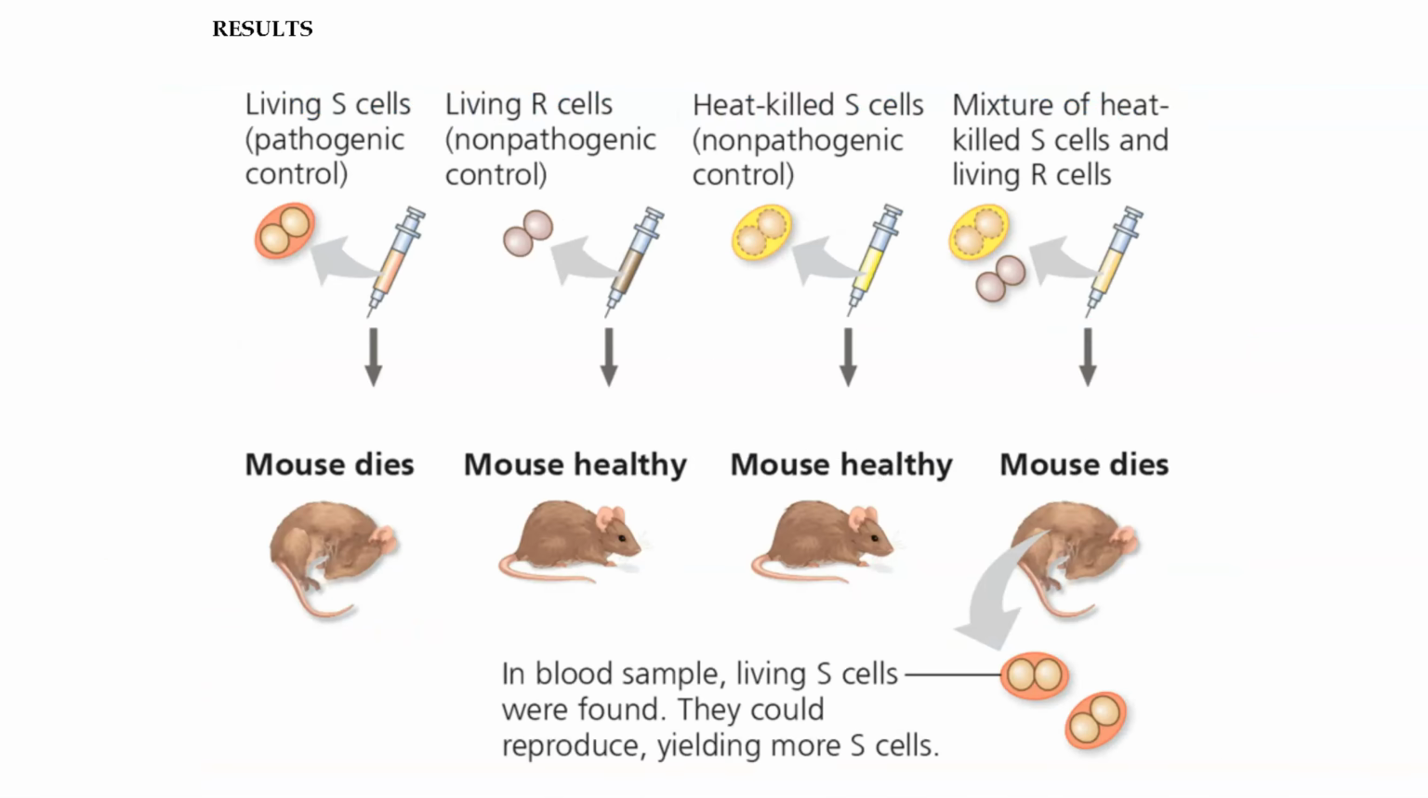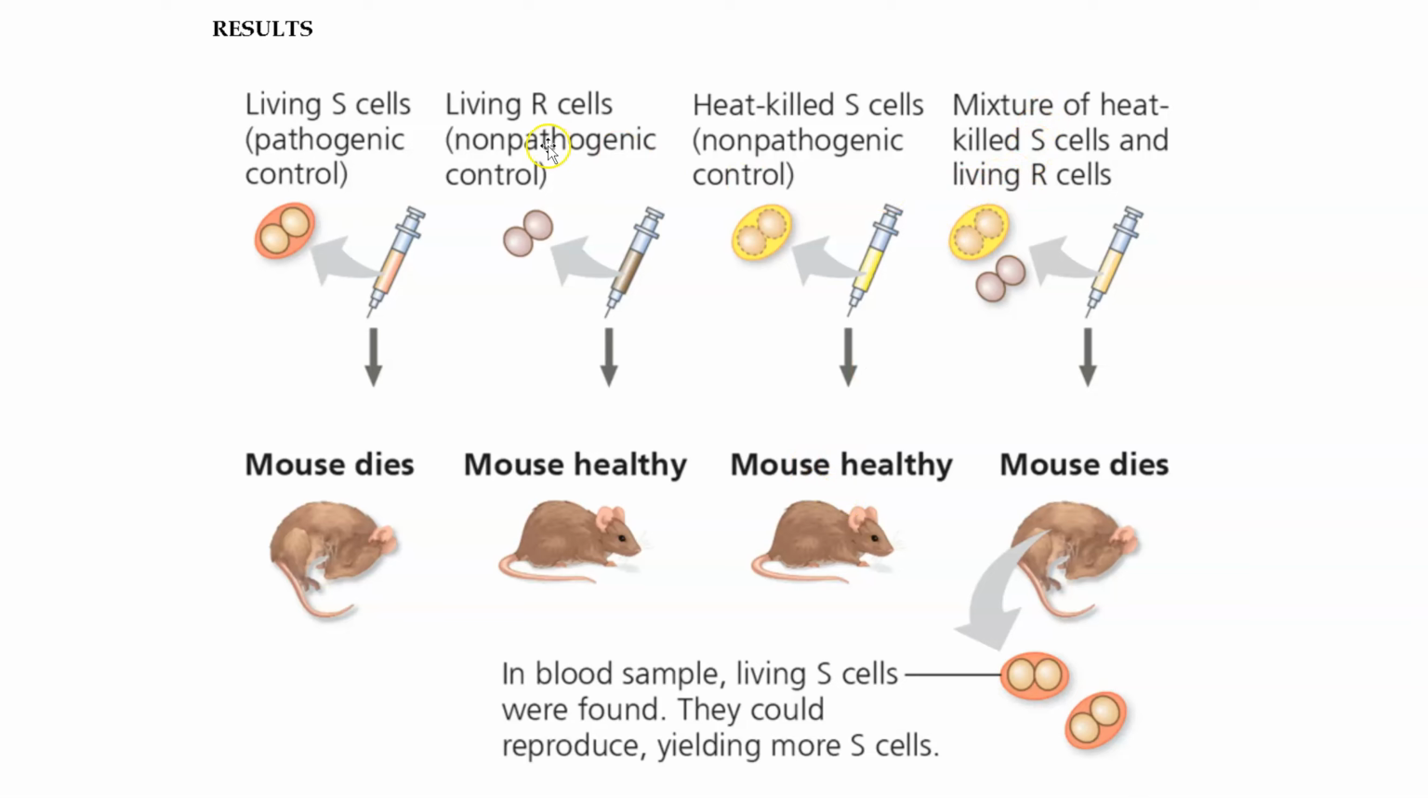So here's a picture from a textbook. Basically you have living smooth cells, pathogenic control, mouse dies. Rough cells, non-pathogenic control, mouse is healthy. He killed S cells, mouse is healthy. And so here's where the brilliant part of this experiment comes into play.